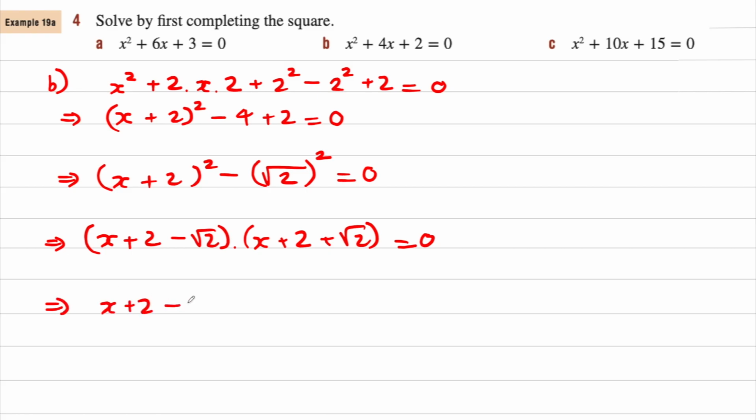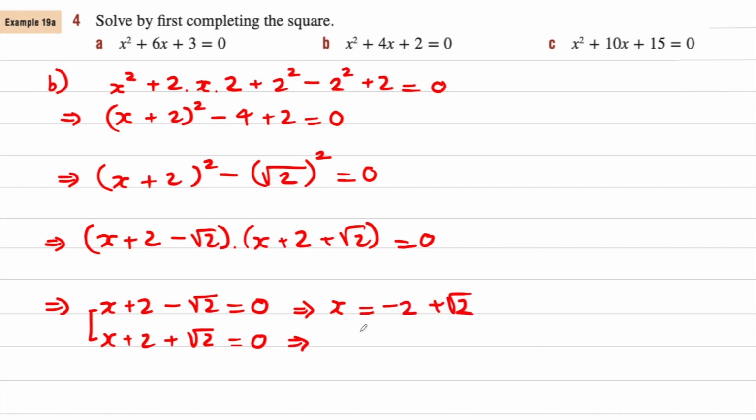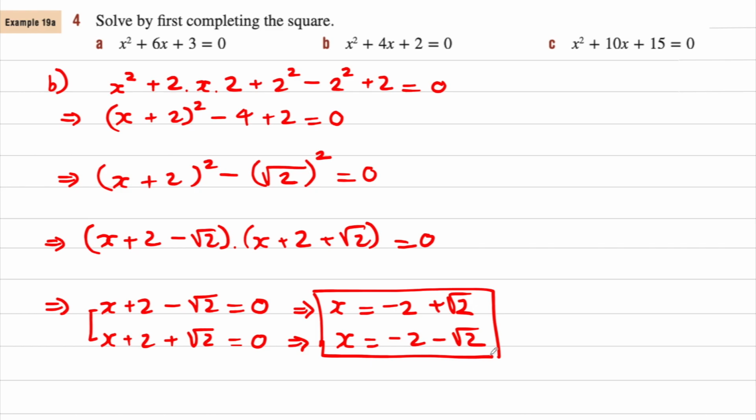You got x plus 2 minus square root 2 equal to 0. The next one, x plus 2 plus square root 2 equal to 0 here. Okay, and now x equal to negative 2 plus square root 2, and the next one, x equal to negative 2 minus square root 2 here. That's it. We finished this question. That is question B. Move to question C.